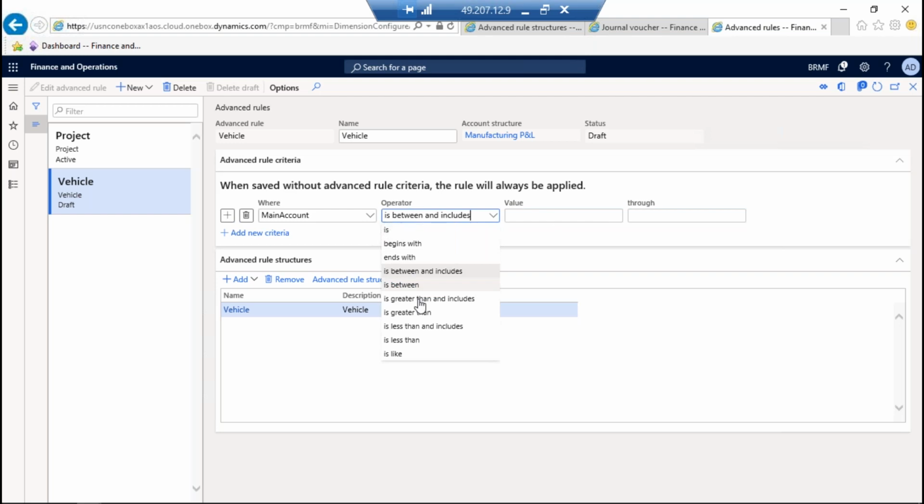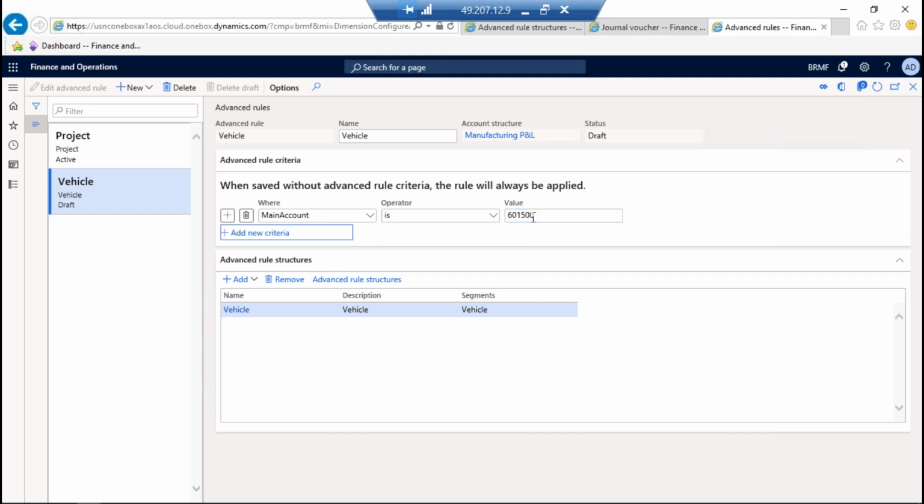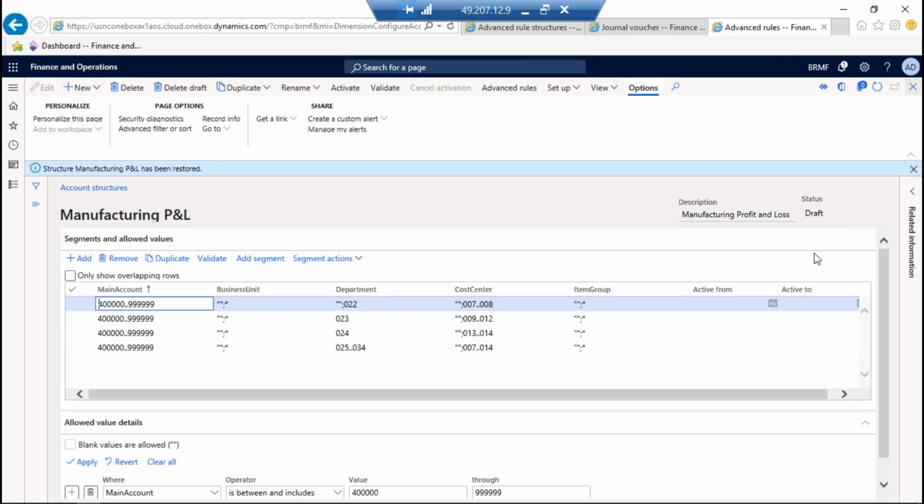This is user defined. This one is between, includes, greater than, all this. Usually we will map is between or is. It's your wish, as per your business requirement, you can map. So I want it for only one account, this one, 601500. Understood? And now it is in the draft mode. This also is in the draft mode.